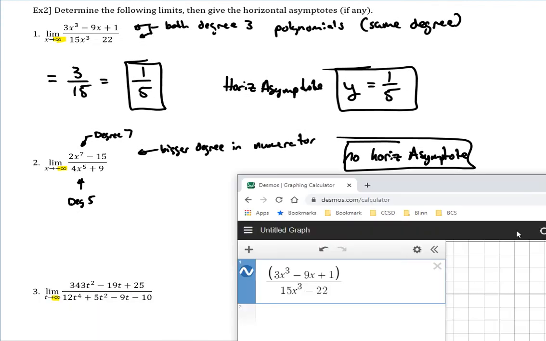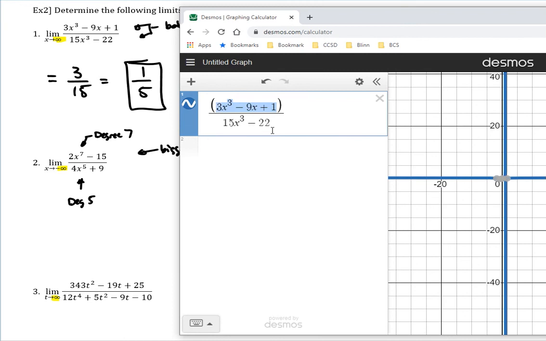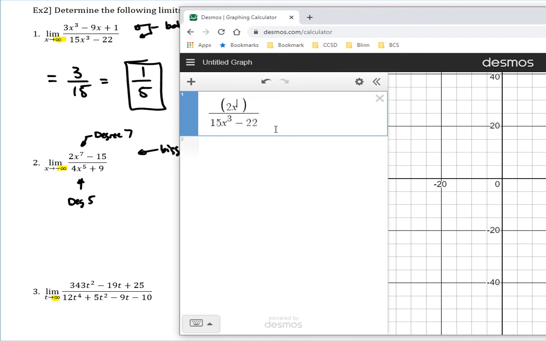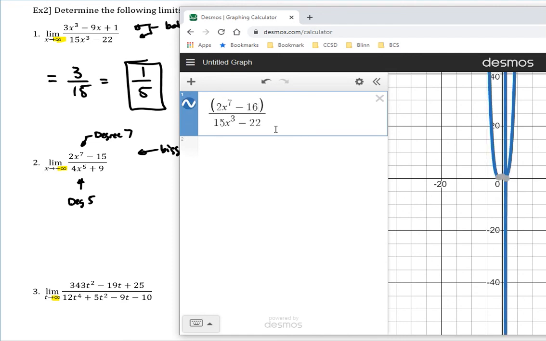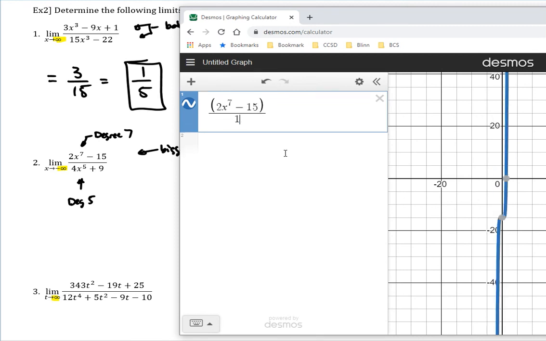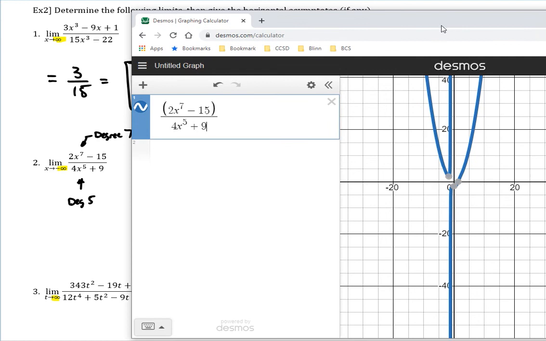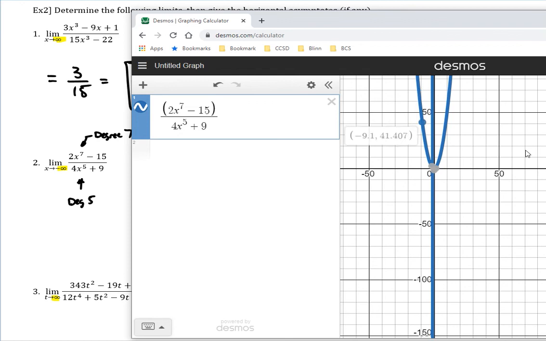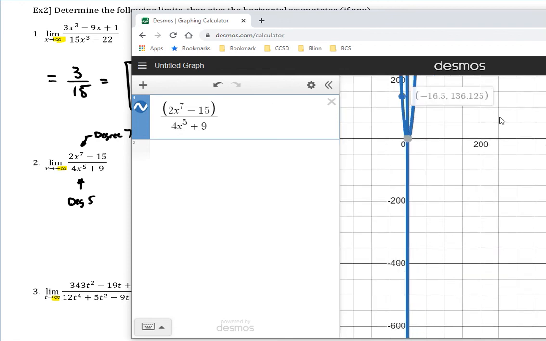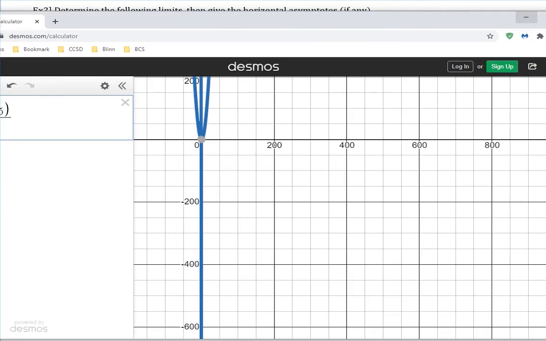And then again, that's where I'd say, hey, well, calculator is very helpful here. So these, I'm just going to plug in again. So I have 2x to the 7 minus 15 over 4x to the 5th plus 9. Okay, and so I want to see it as it goes to the left forever. Well, for the left forever, it looks like it's going up. Looks like it's going up forever. Okay, so it looks like it's positive infinity.